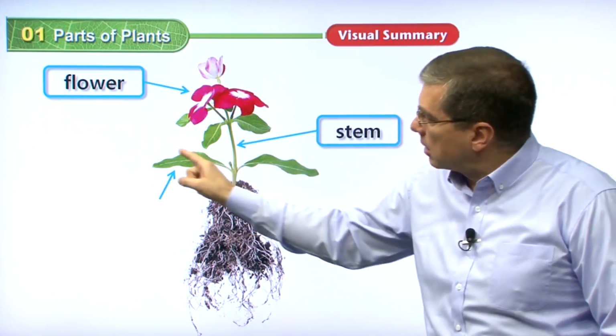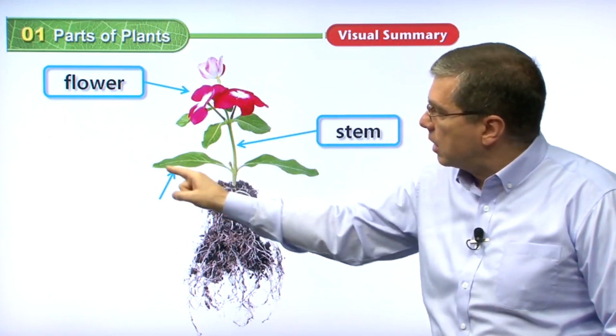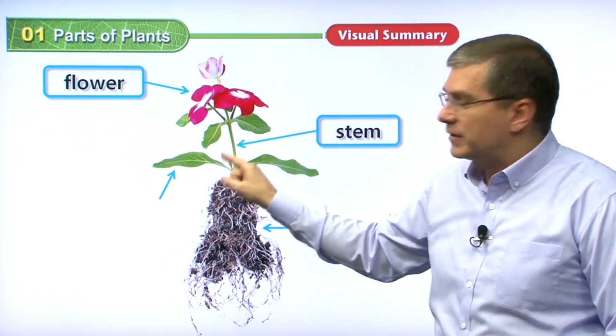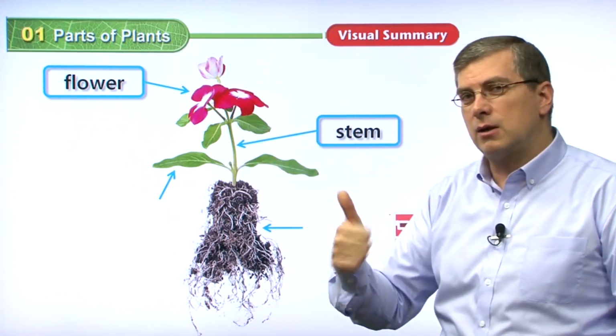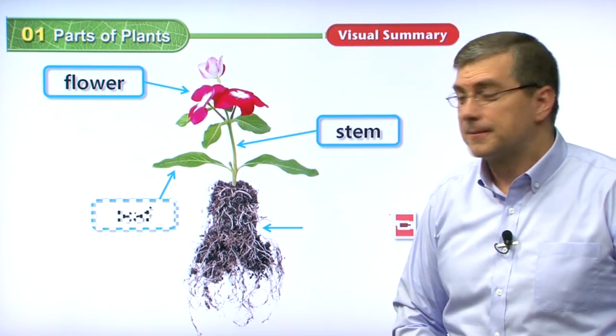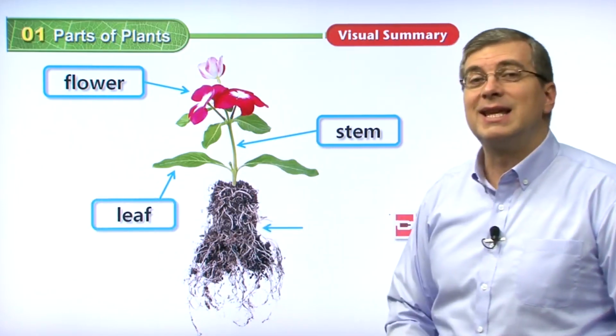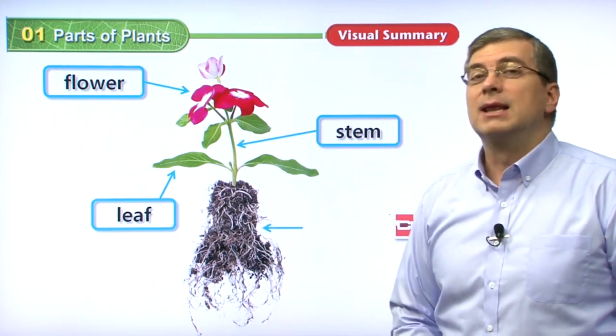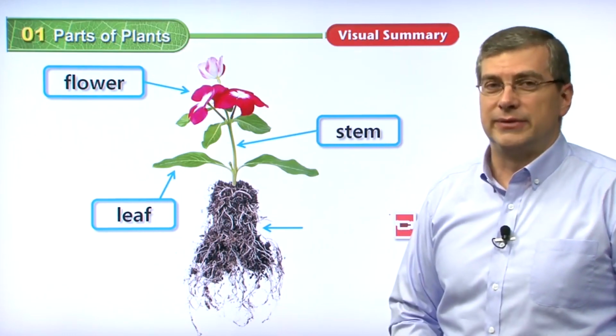Now let's move on here. We see this green thing here. Remember this green thing, we say it two ways, one for singular, one for plural. What do we call that again? Do you remember? Yes, you got it, leaf. And remember the plural? Leaves, leaves.